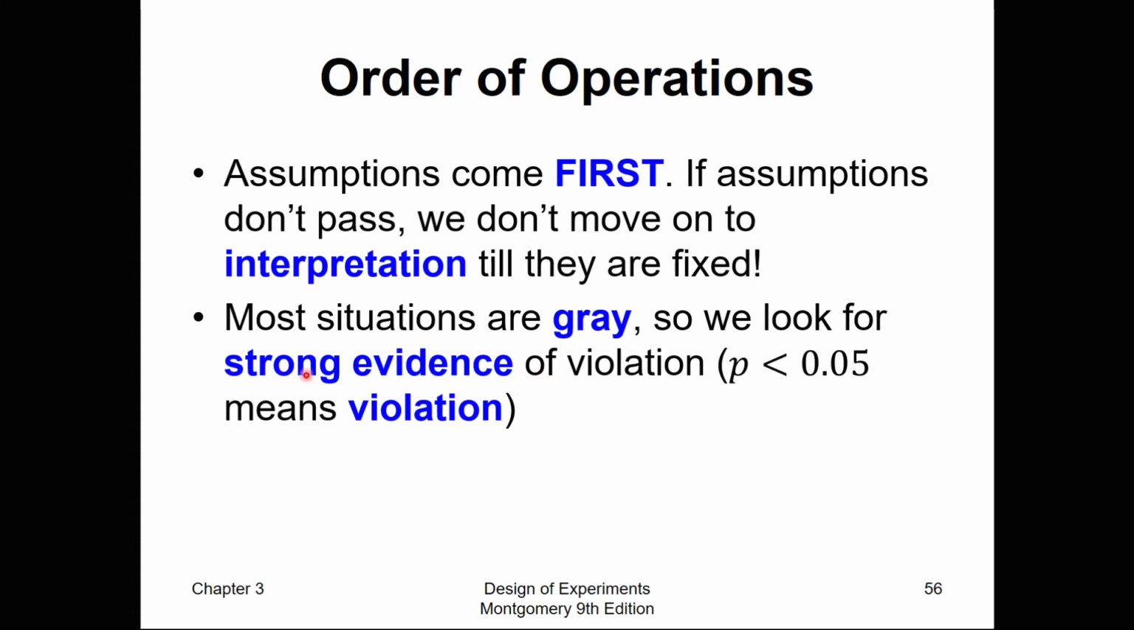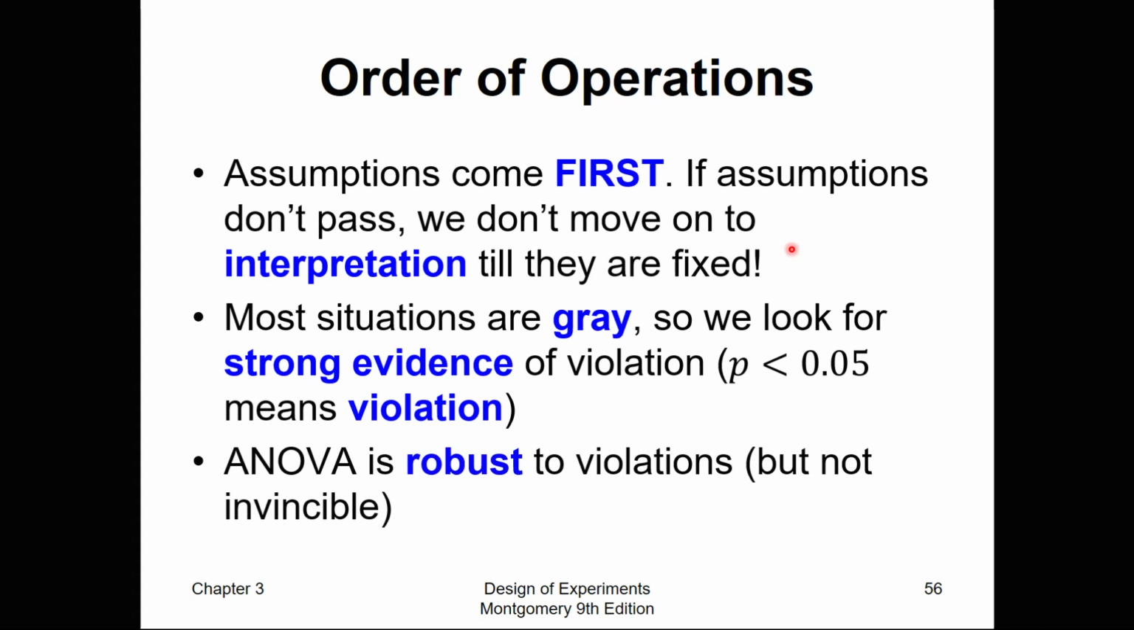But if there's really strong evidence where you kind of sit back and you're like, wow, I didn't even know data could get that non-normally distributed, then that would be a case where you may have a violation of an assumption. And again, if that happens, then you don't move on to the analysis and interpretation until you fix that violation. So if you have really bad violations, you need to pause and fix them.